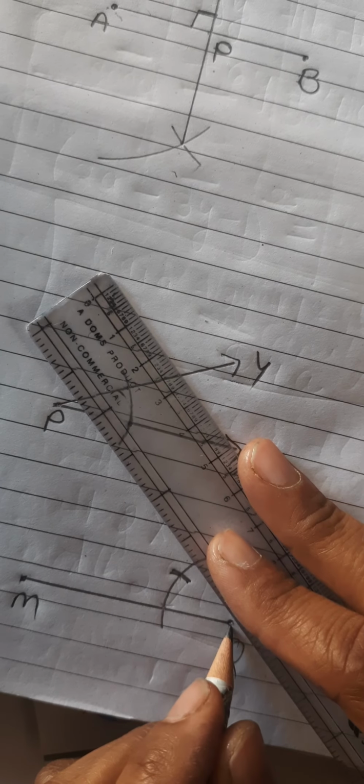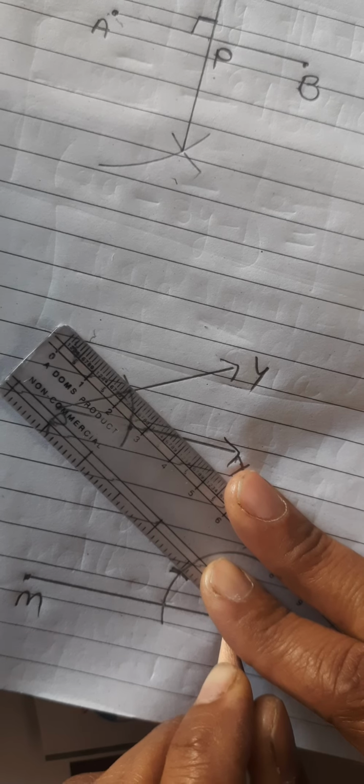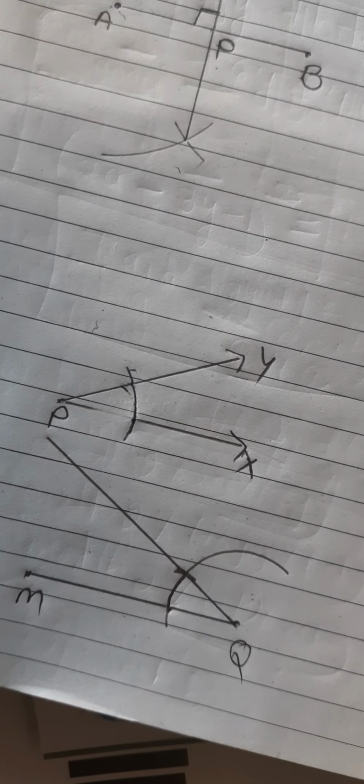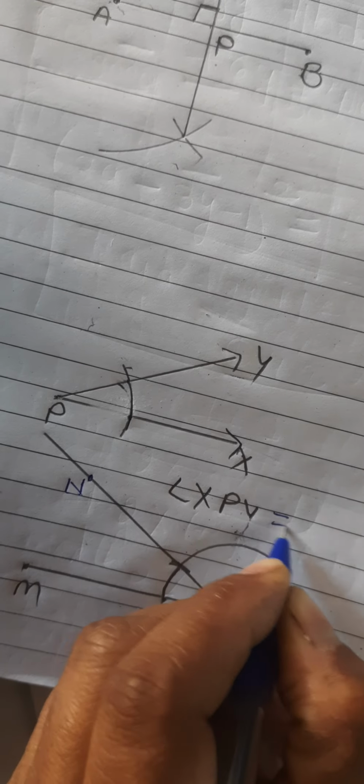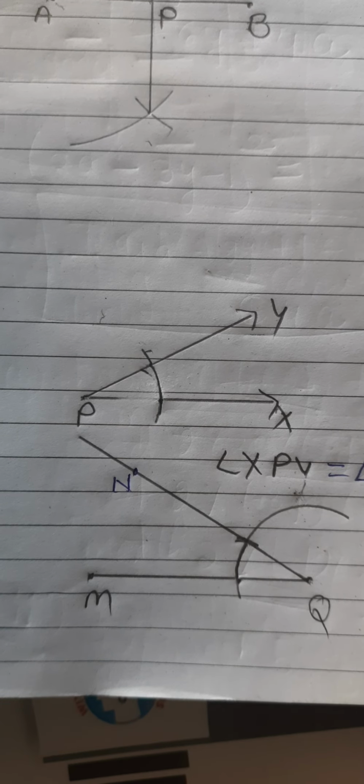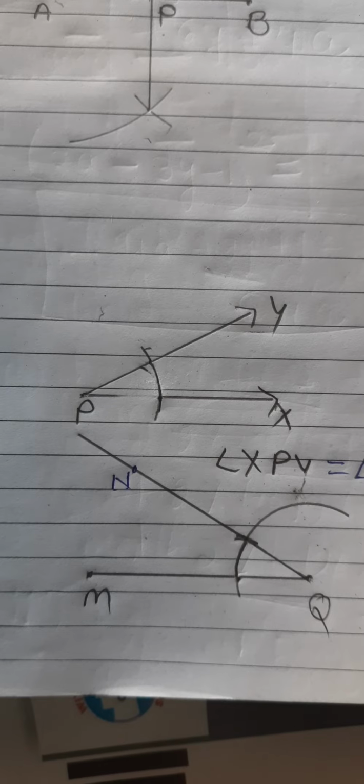Join Q and this point of intersection. These two points are joined. Definitely this angle and this angle will have the equal measurement. Which angles? Angle XPY. I'm naming it somewhat. This angle, also naming it QMN, will be equal to angle XPY. Okay, so this is the method how to draw the perpendicular bisector and how to draw the angle at any point equal to the given angle.